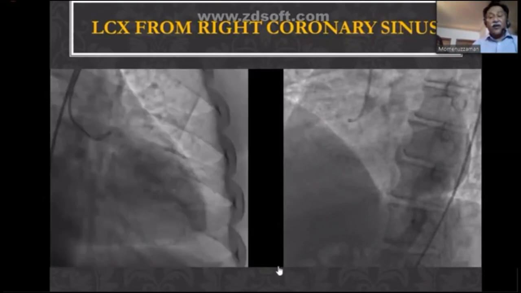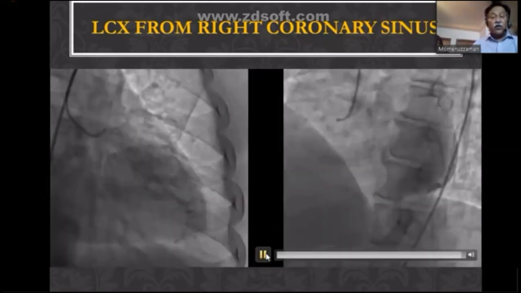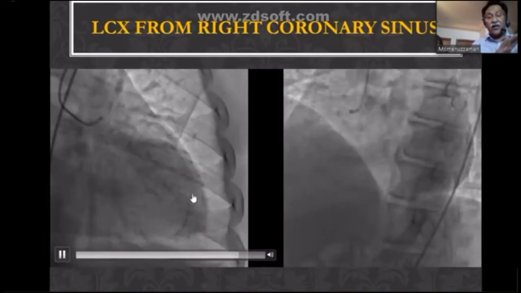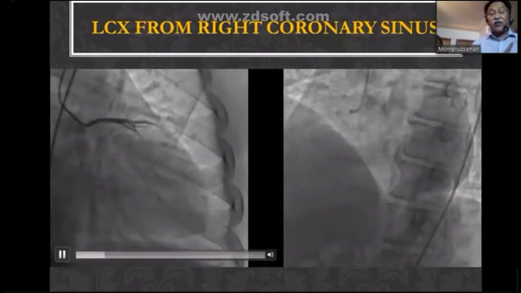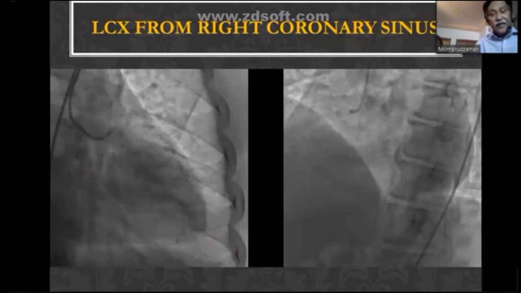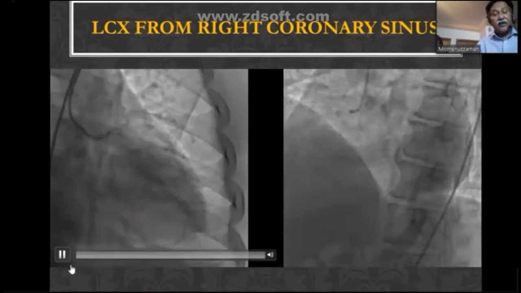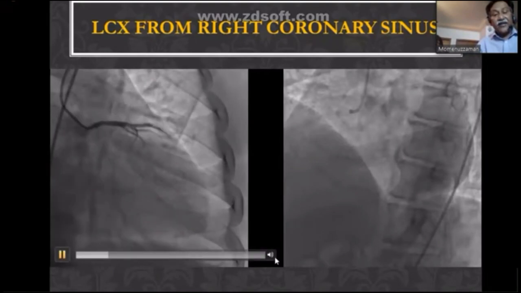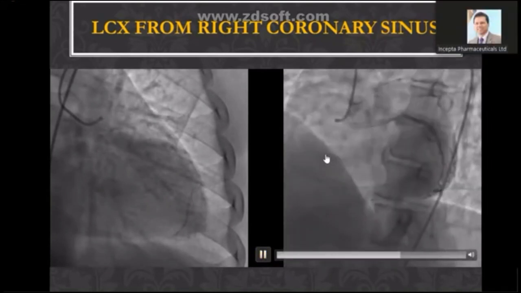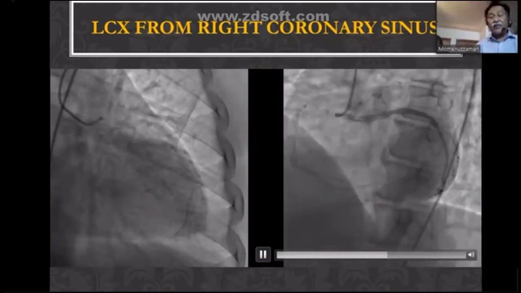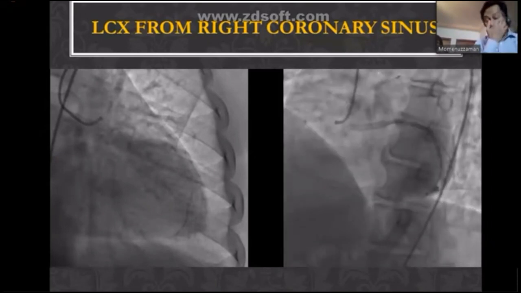One thing you also need to know: if a patient has a left coronary only and there is no circumflex, you must think that the circumflex might have come from the right coronary. So after doing the left side, you need to cannulate the right coronary with the intention of looking for any anomalous origin of the circumflex. In this case, the circumflex is arising from the right sinus. Here also you need a little manipulation, selectively for the circumflex and also for the right coronary.